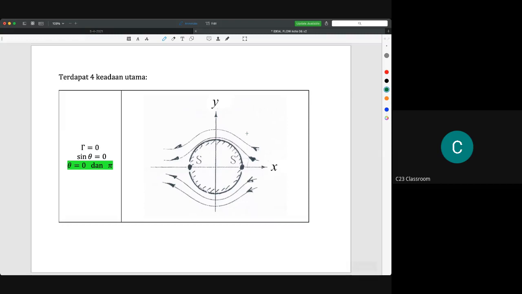First, let's say we assume that gamma is equal to 0. So when gamma is equal to 0, sin theta is equal to 0. So when sin theta is equal to 0, we could prove that the stagnation point occurs at theta equal to 0 and theta equal to 180 degrees.